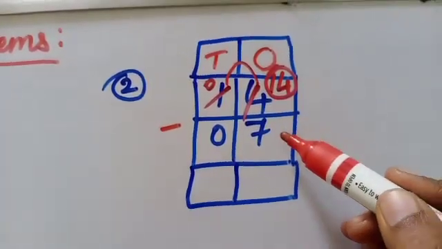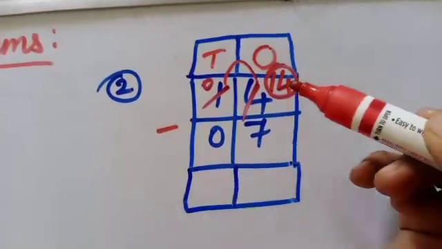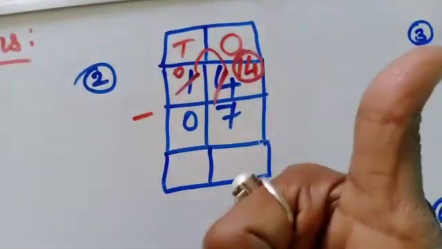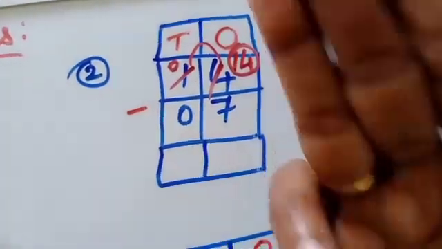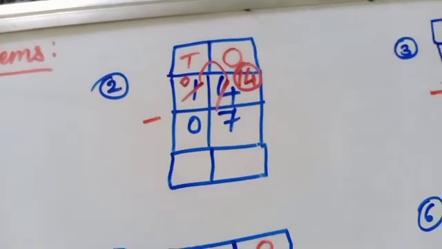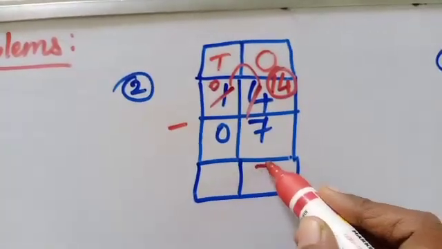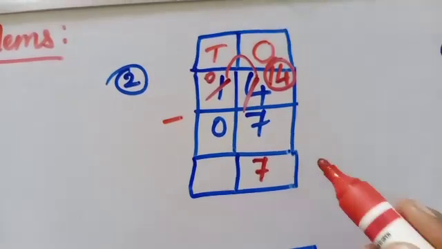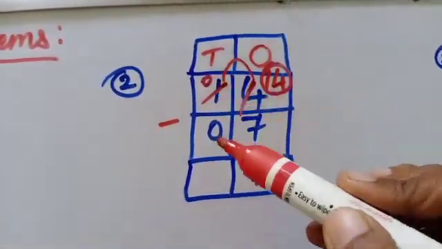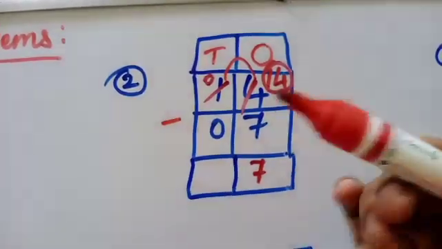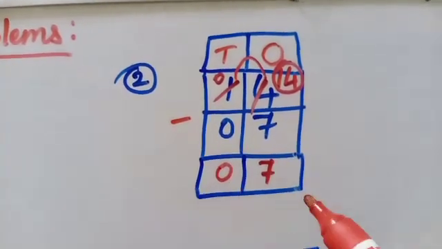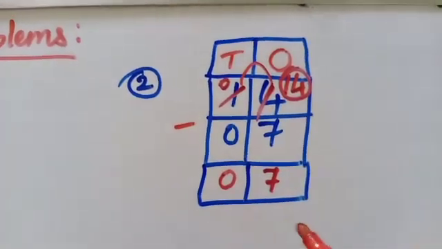So from 7 we have to count the numbers till 14 comes. 8, 9, 10, 11, 12, 13, 14. So how much did we get, children? The answer is 7. Now come to the tens place, that is 0 minus 0. 0 minus 0 is 0 itself, so no need to write it. If you write it also, no problem. Yes, the answer is 7.